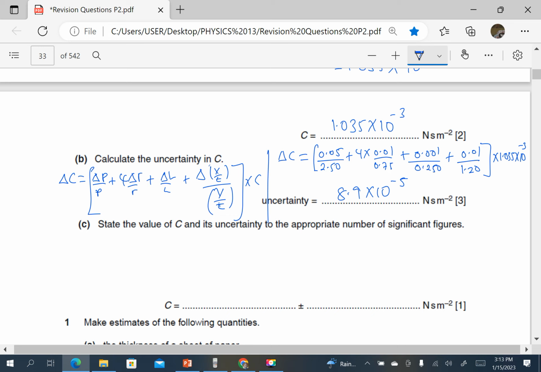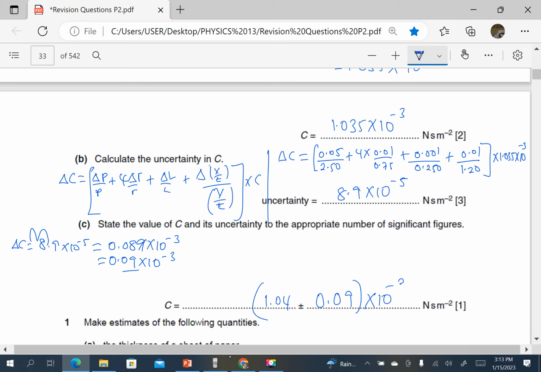But for the next part, we now have to use the rules. We have to write this to the same power as the true value. So how do I write 8.9? The absolute in C is equal to 8.9 times 10 power -5. So this is going to be 0.0, I'm moving 2 steps, 1, 2, 0.0889 times 10 power -3 to have the same power as C. To one significant figure, it is 0.09 times 10 power -3. Those are 2 decimal places, 0.09. So I'll write the answer to 2 decimal places. Also, it is 1.04. But this is times 10 power -3.